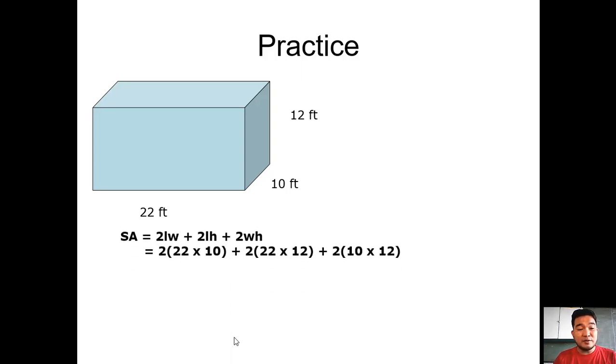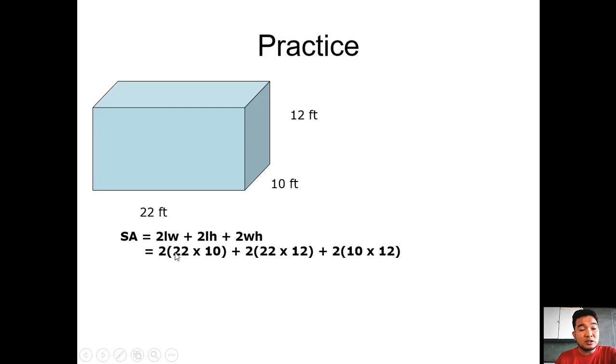Alright. So solving this, we have the formula. Surface area is equal to 2 times length times width plus 2 times length times height plus 2 times width times height. So that's the formula in solving for the surface area of a rectangular prism. And then we substitute our values here. Our length is 22 and our width is 10 and our height is 12 feet.